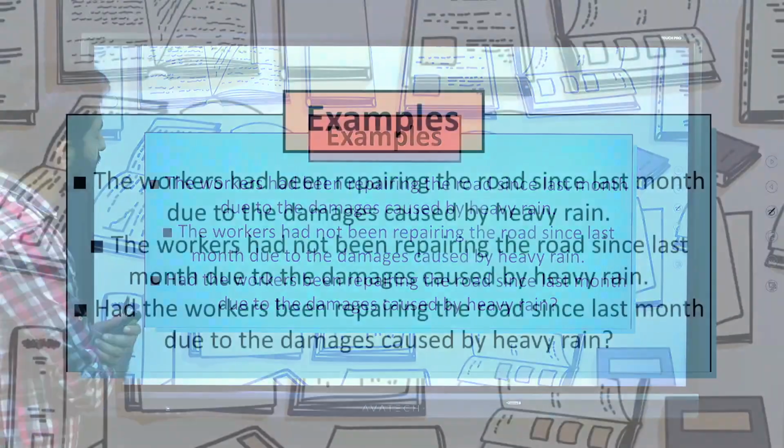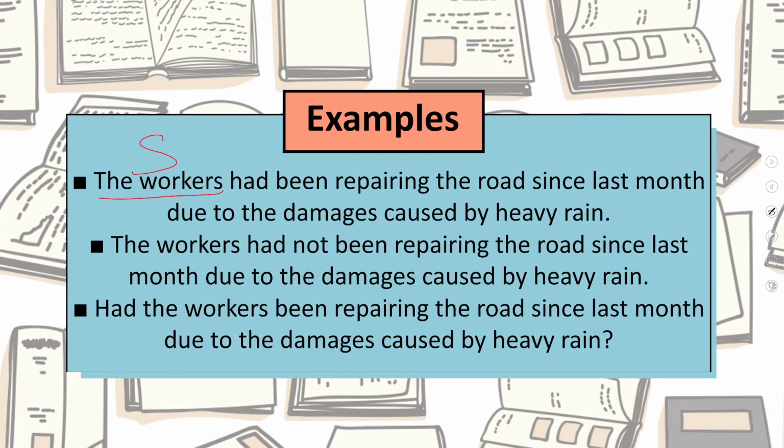Now, the workers subject had been. Kyun had been aayega? Because we are talking about perfect, past perfect. Then continuous के लिए repairing, ing, the present participle, and then the rest of the sentence. और यहां पे देखें since कब से? Last month due to the damages caused by heavy rain.